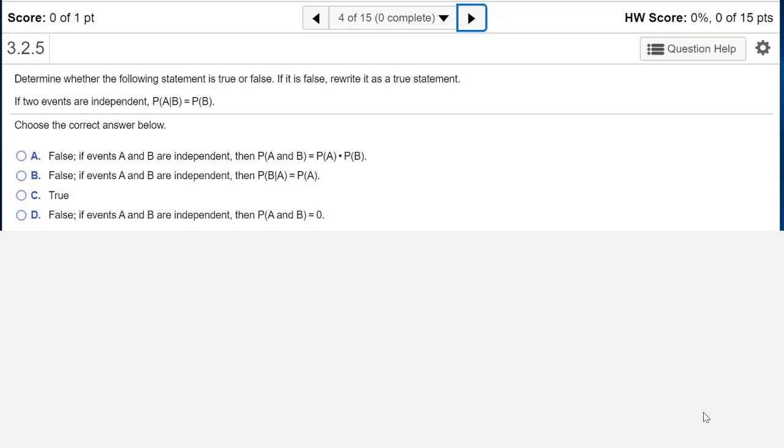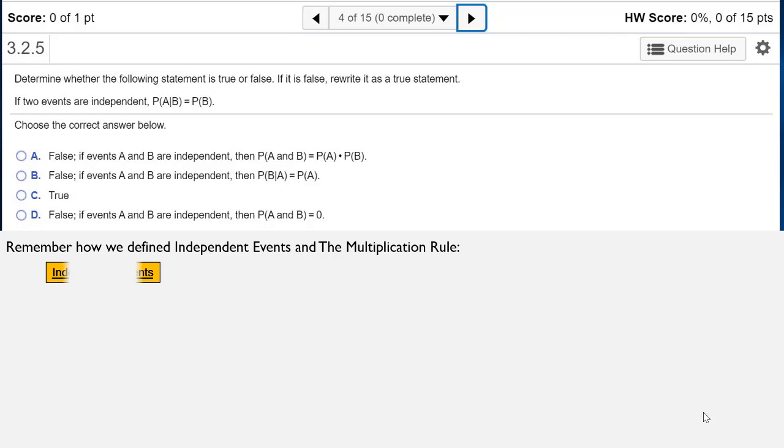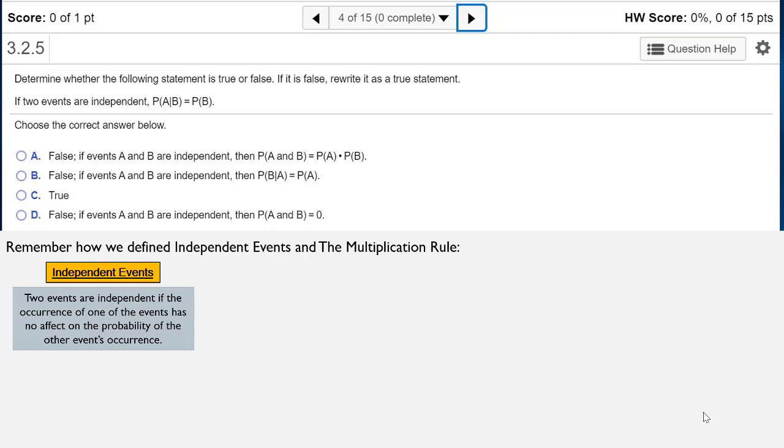So we have several choices here, but one of the things we might want to do is review the definitions of independent events and the definition of the multiplication rule. So let's look at independent events first. Two events are independent if the occurrence of one of the events has no effect on the probability of the other event's occurrence. And when that happens, the probability of B given A equals the probability of B. If two events are not independent, then they are dependent.